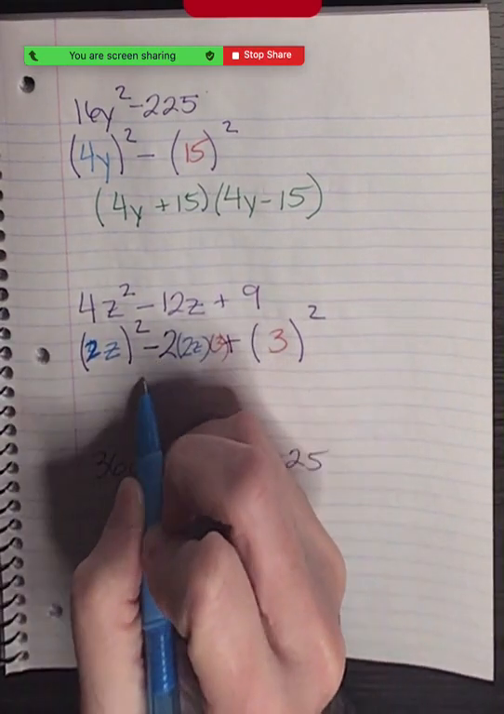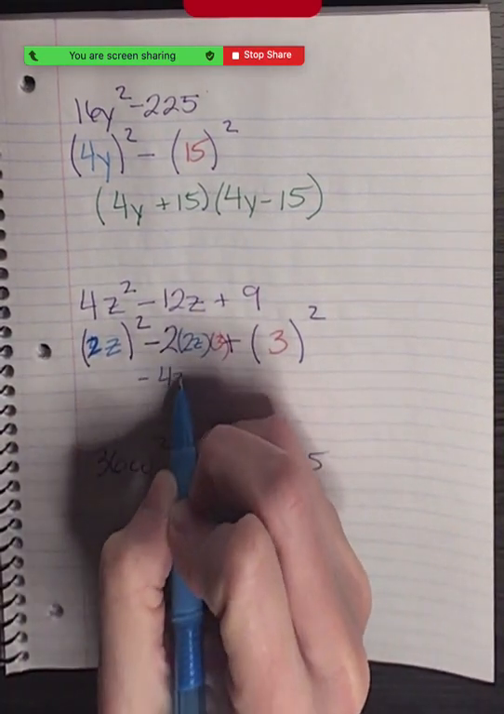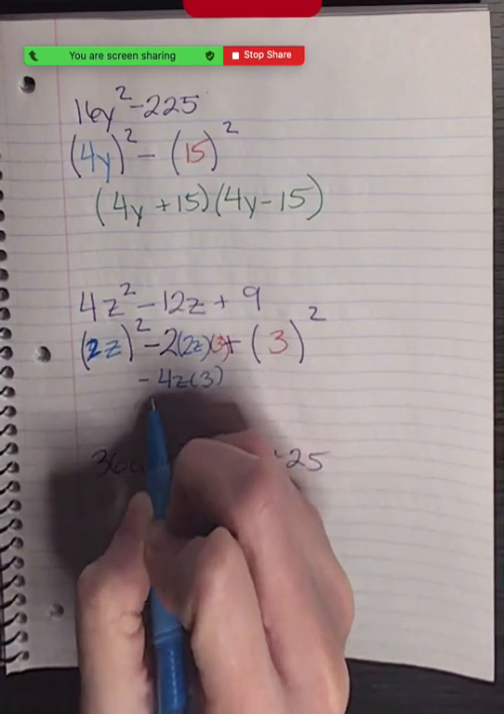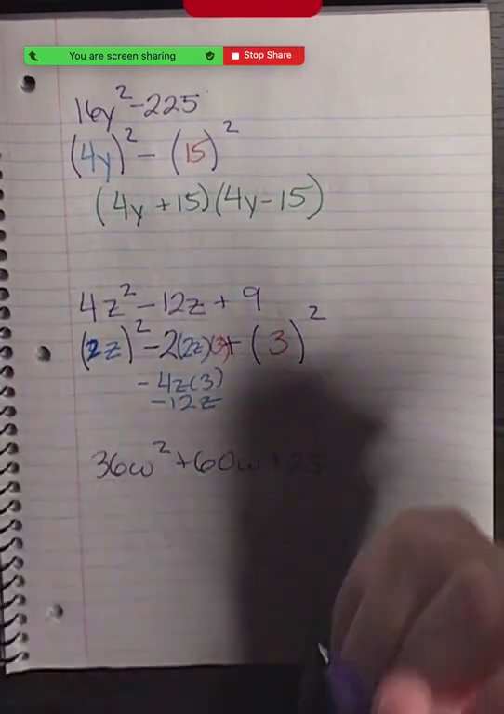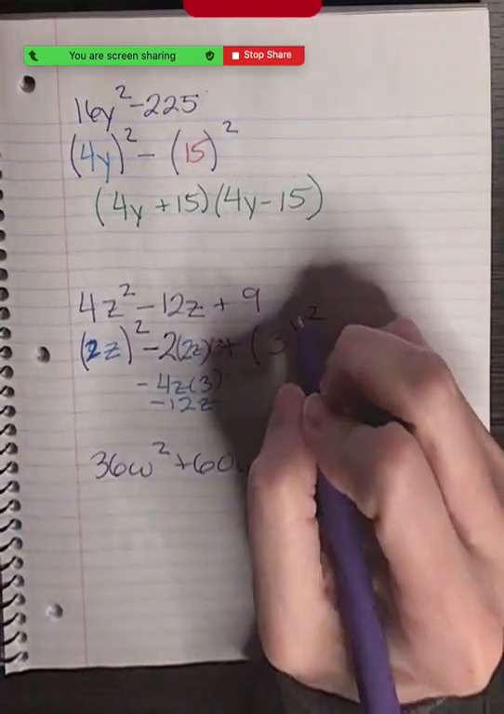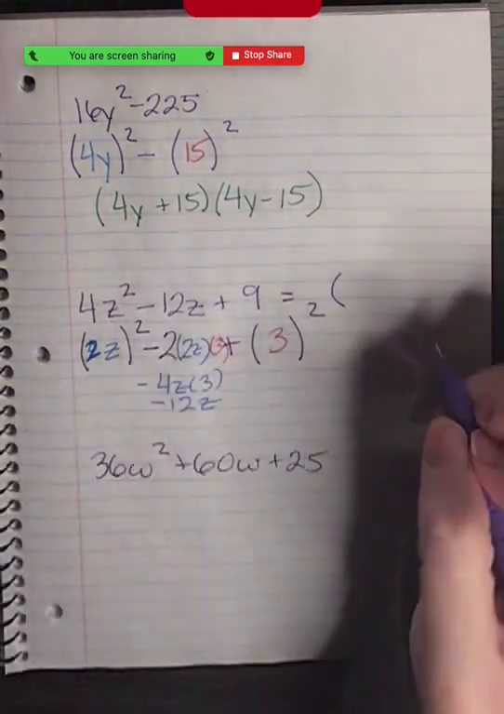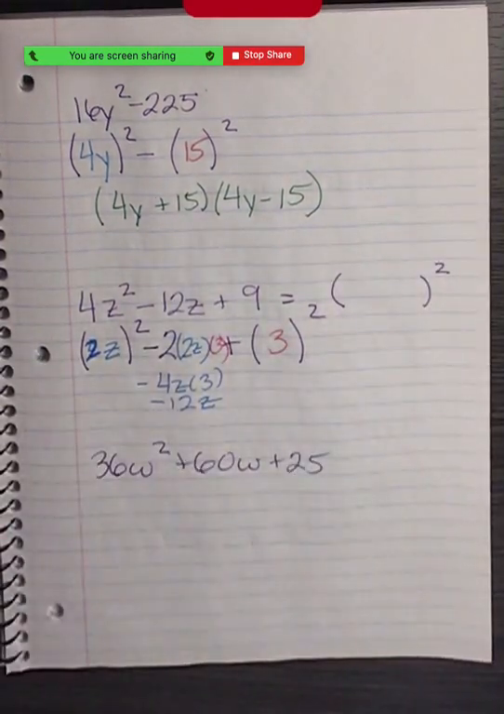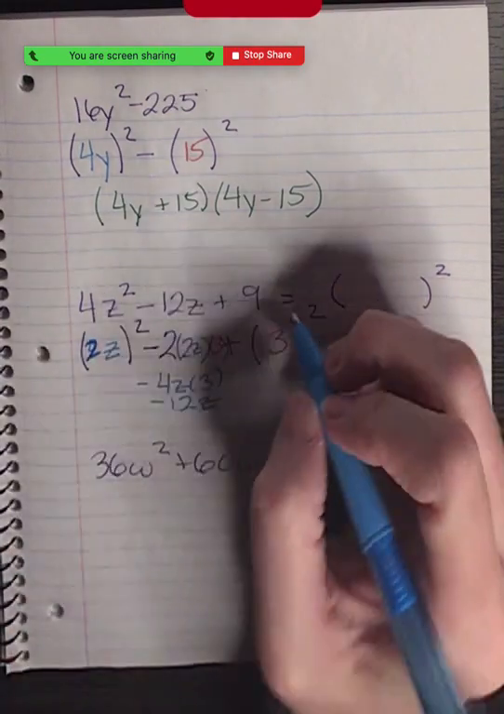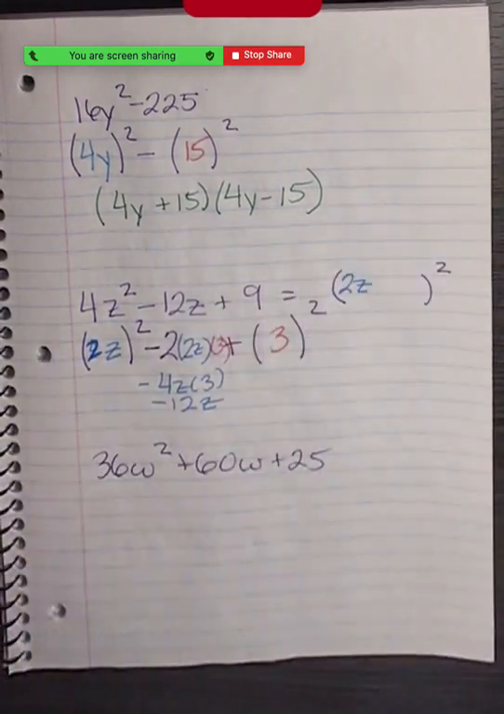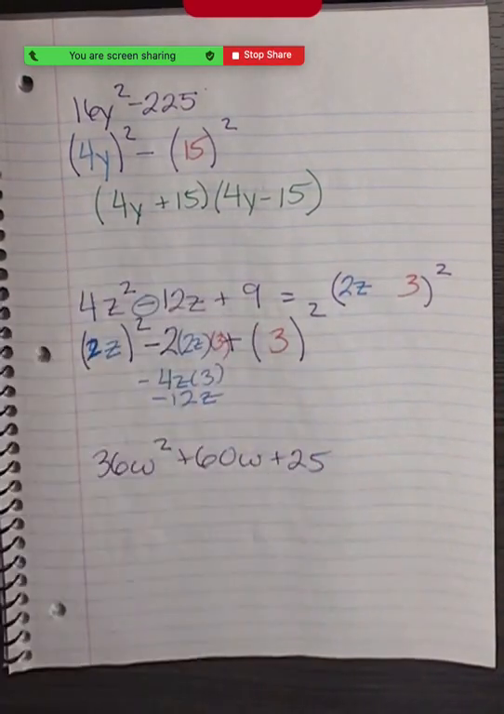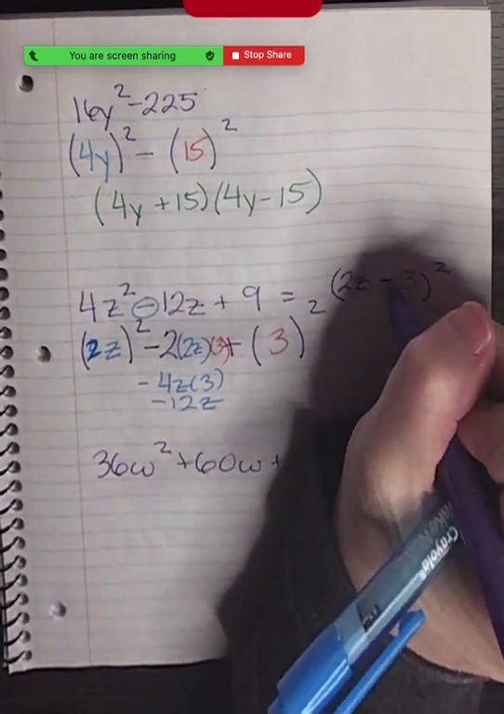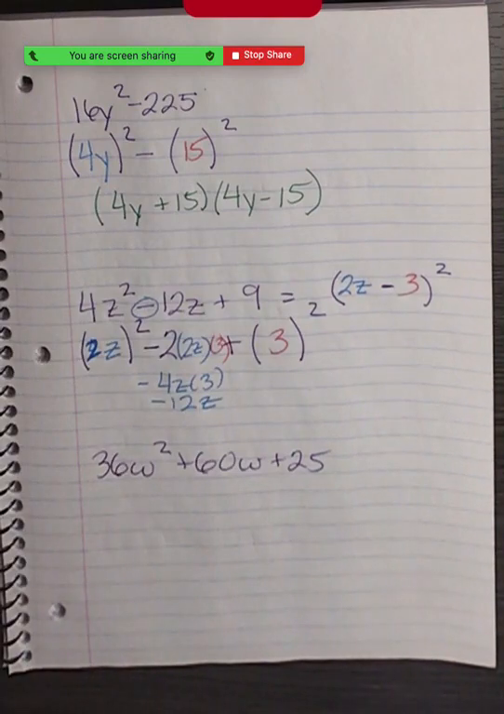Well, 2 times 2z is 4z, and 4z times 3 is 12z. So it is a perfect square trinomial. So then I can factor it and say, well, it's going to be a square of a binomial. So it's going to be the first and the second, but then it's subtraction. So it's going to be subtraction in your binomial. So 2z minus 3 quantity squared.